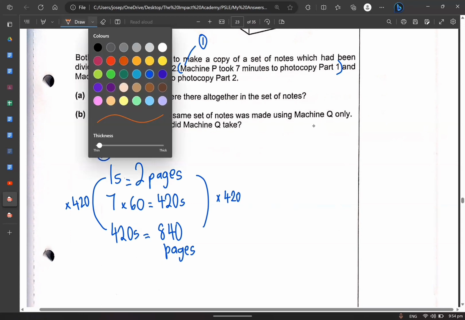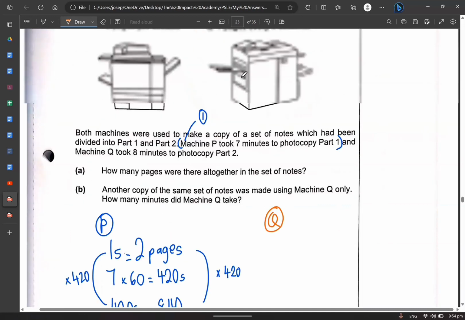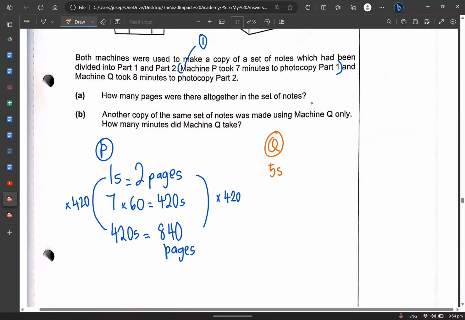Now, whereas for Q, we can see that machine Q took 8 minutes to photocopy part 2. So remember just now we know that for machine Q, it will need 5 seconds. Okay, so 5 seconds to print 7 pages. So 5 seconds for 7 pages. Now my question to you is, of course, we have to change 8 minutes to seconds as well. So that is basically 480 seconds. Now, once you have this, you need to ask yourself, how do I get from 5 to 480? Right, so you simply just have to times 96. So over here, we times 96. When I do something to my left, I must do something to my right.